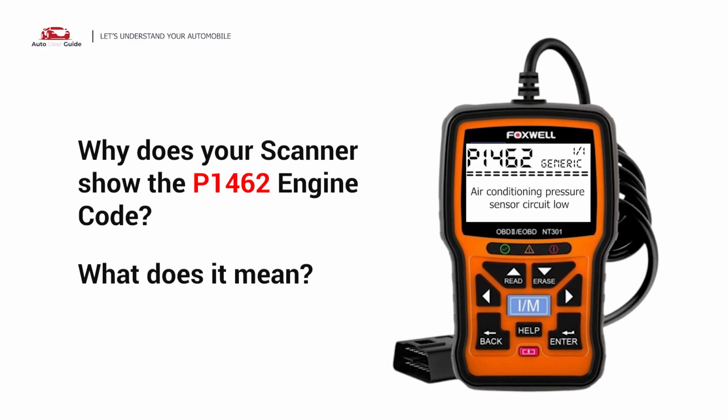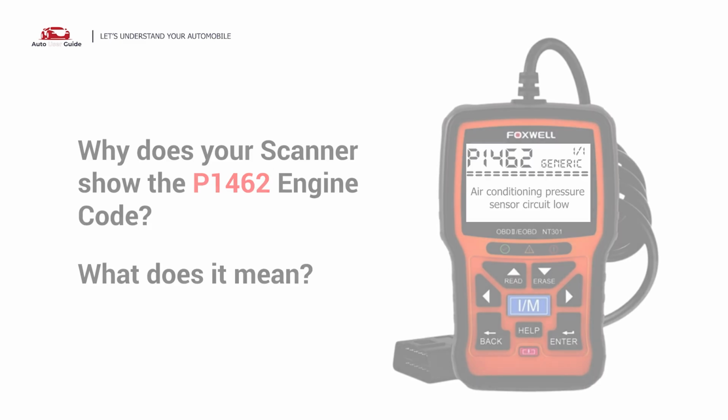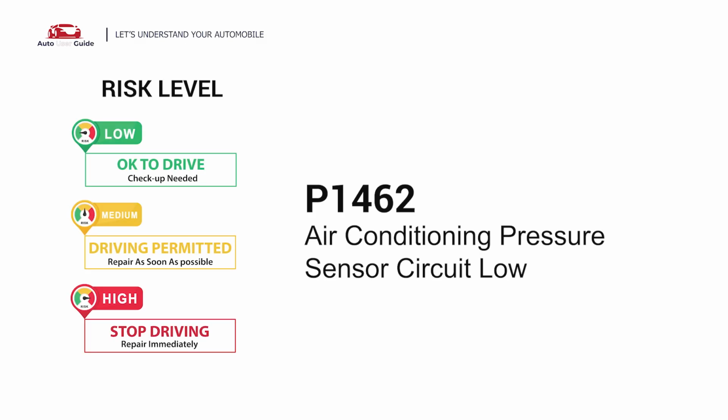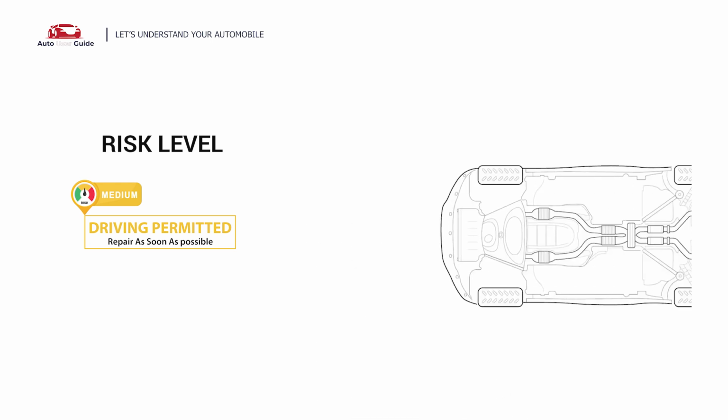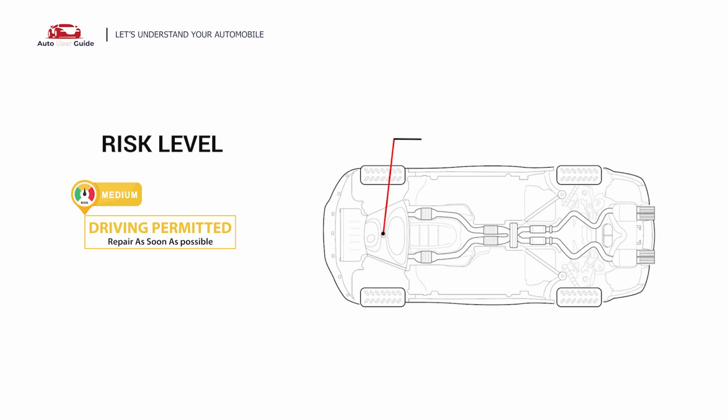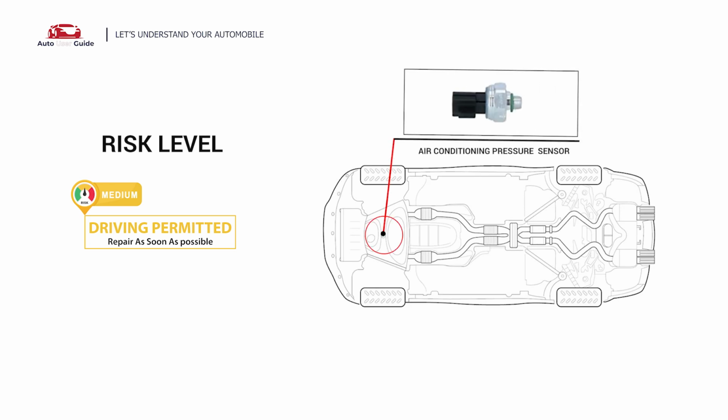Why does your scanner show the P1462 engine code? What does it mean? P1462 is a diagnostic trouble code, air conditioning pressure sensor circuit low. This error code indicates a low voltage issue with the air conditioning (AC) pressure sensor circuit. Under this circumstance, short-distance driving is permitted, but your vehicle should be repaired as soon as possible.